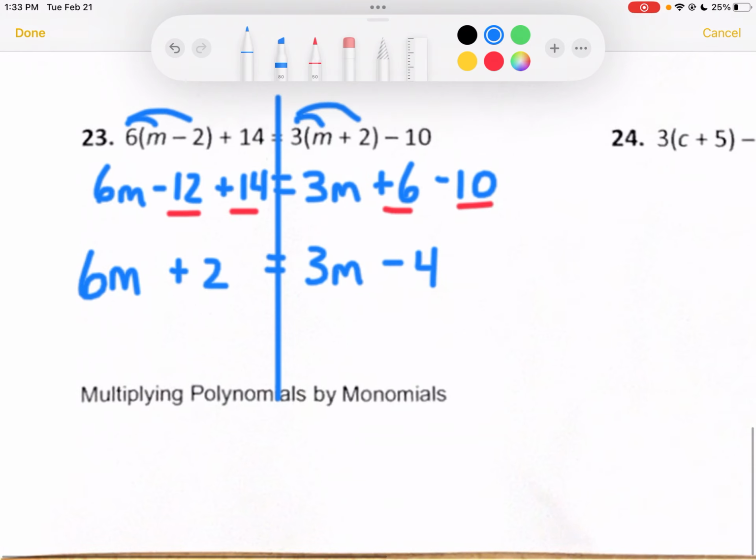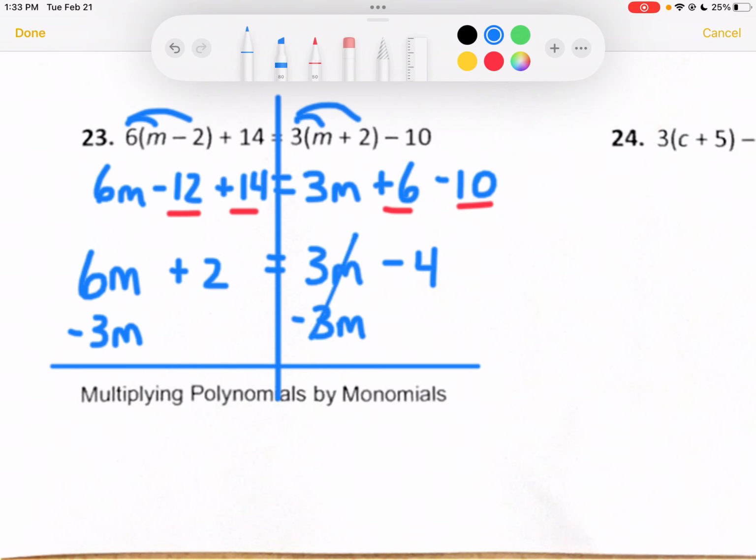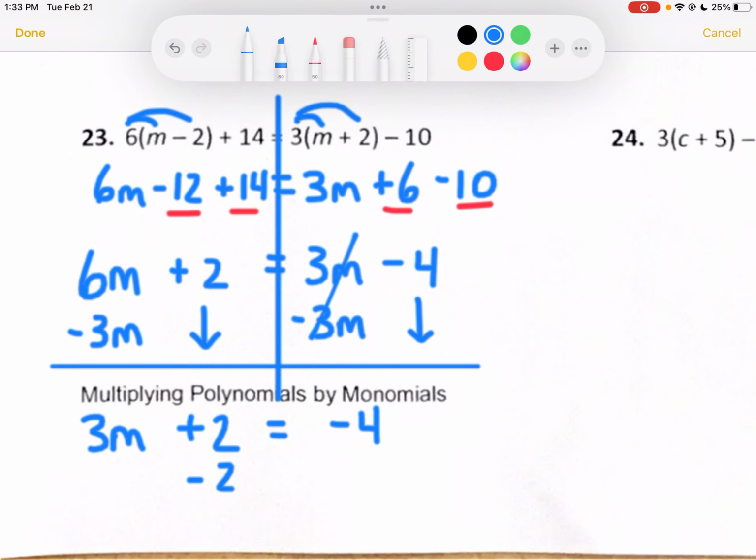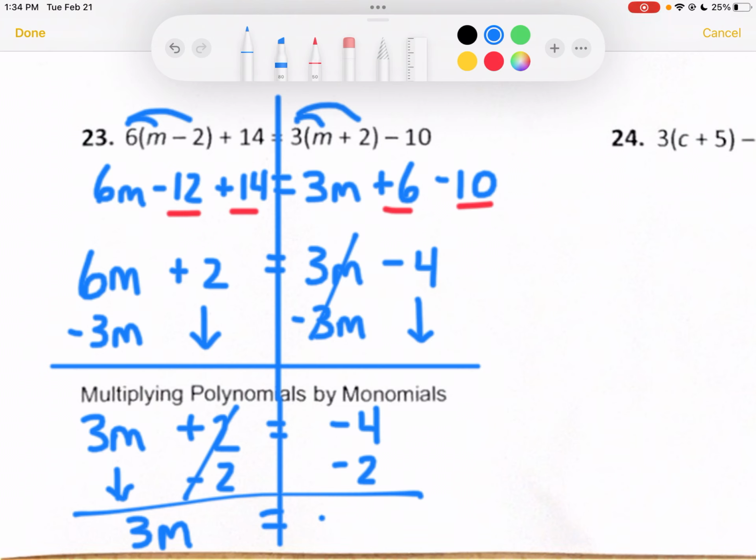Now this is a two-step equation, and there's variables on both sides. So I'm going to subtract 3m first, combine the variables. 3m minus 3m is 0. This side, however, goes 6 minus 3, which is 3m, plus 2 equals negative 4. Subtract 2 across to the other side because I want to get m by itself, and I get 3m equals negative 6. Divide by 3 on both sides, and m equals negative 2.